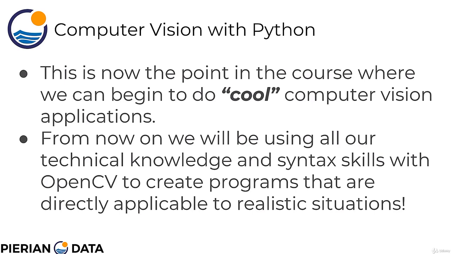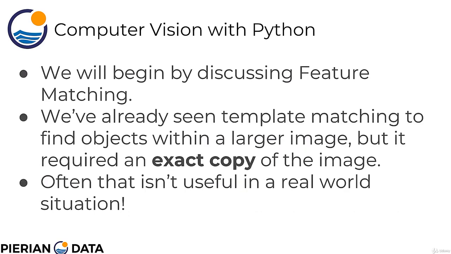So from now on, we're really going to be focusing on using our technical knowledge and syntax skills with OpenCV to create programs that are directly applicable to realistic situations. We had to kind of eat our vegetables first, learning about things like edge detection and image processing and just video basics, but now we can really focus on some of the more complex and advanced algorithms that OpenCV contains that are directly applicable to things like real-world images. And we're going to begin this by talking about feature matching.